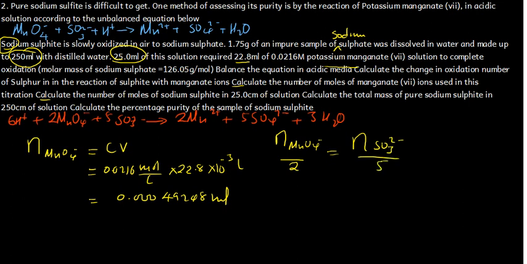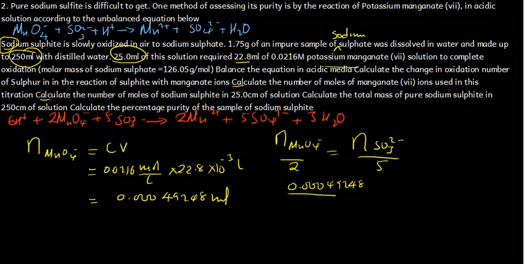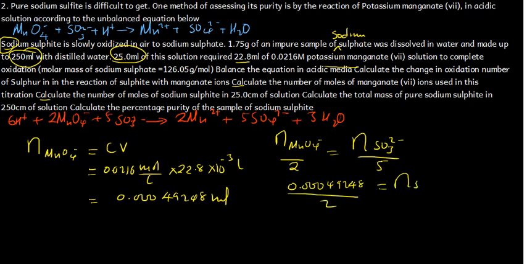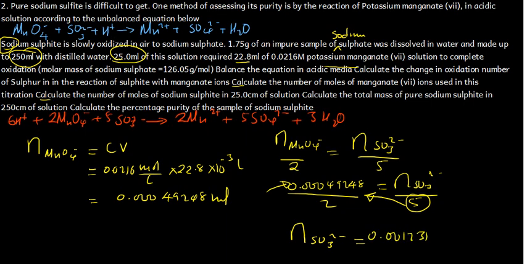So the number of moles of the manganate we've already found as 0.00049, and then divided by 2. This should be equal to the number of moles of sulfite over 5. And so multiply this by that. And so we're going to remain with the number of moles of sulfite being equal to, if we divide this value on top by 2 and then multiply it by 5, what we are going to have is 0.0012312 moles of sulfite ion.